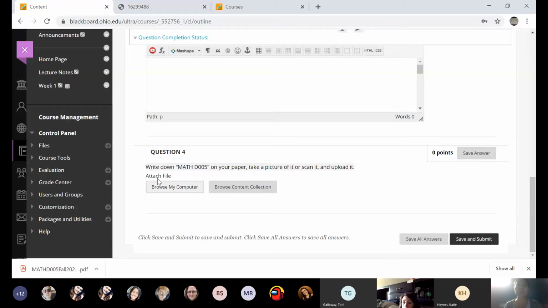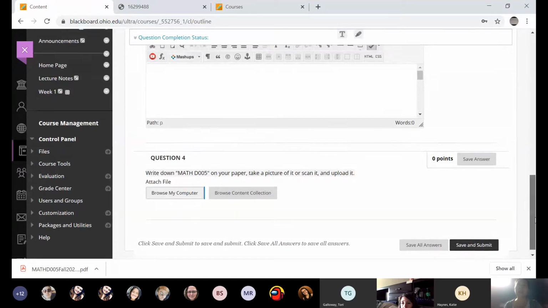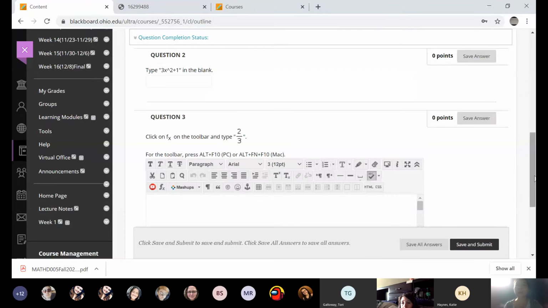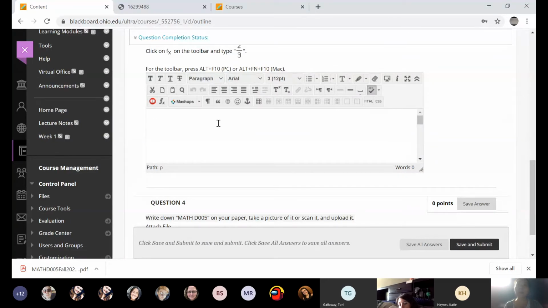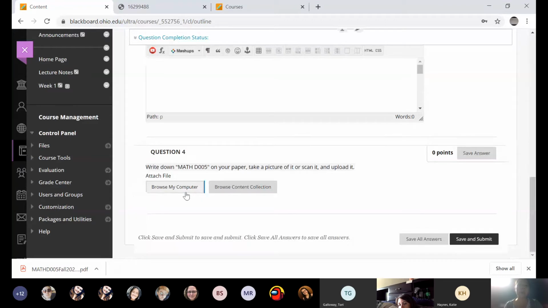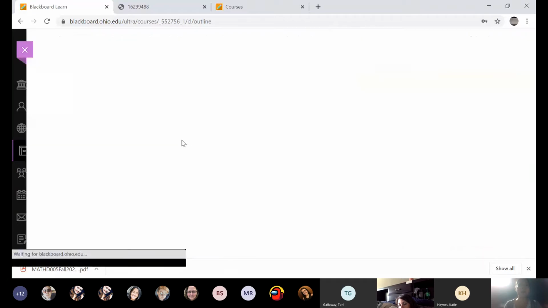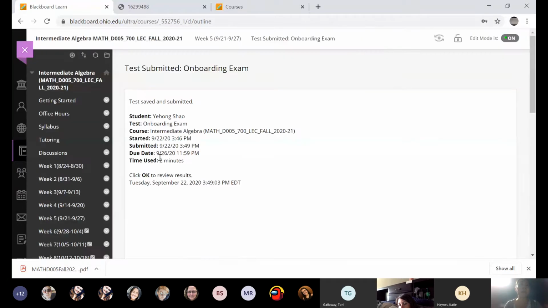It's just asking you to take a picture of all your work, step-by-step work. Again, I give partial credit. So attach all your pictures and hit save and submit. Okay, so for all the previous questions, if you want to learn how to type in symbols, you can if you have time to play with it. Otherwise, just don't worry about it. Leave them blank. And all that matters is the final question. Just attach the pictures. Okay, so I think that's everything about the exam.